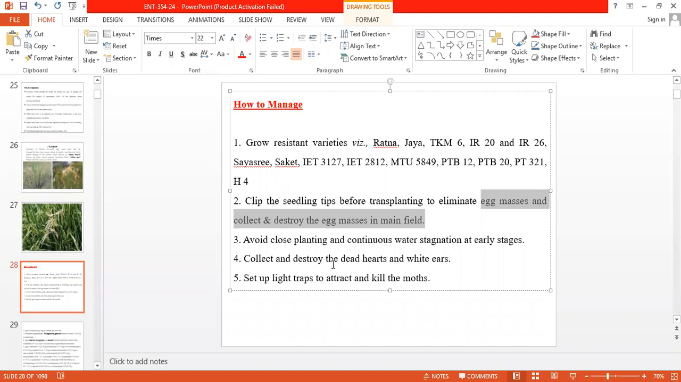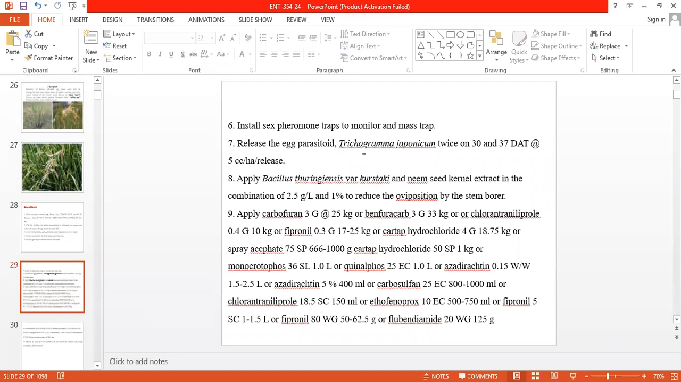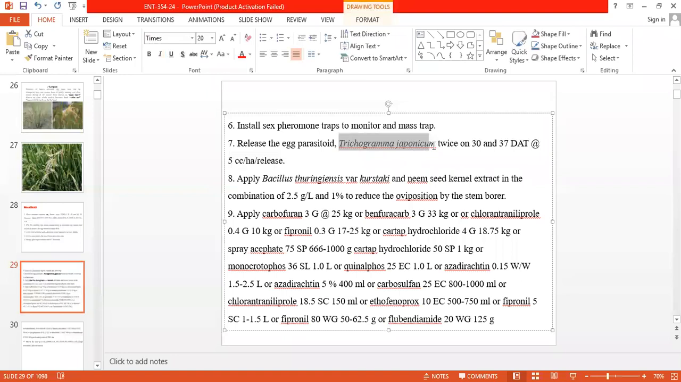Set up light traps to attract and kill the moths. Then install sex pheromone traps to monitor and mass trap the adults of yellow stem borer. Then this is the specific egg parasitoid for the yellow stem borer of rice, that is Trichogramma japonicum. They mainly parasitize the eggs of yellow stem borer. So that's why it is called an egg parasitoid.